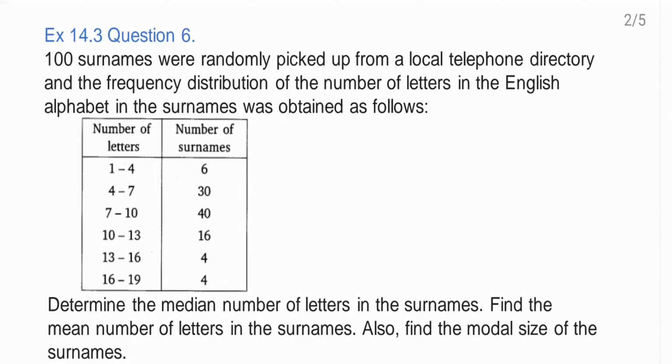This is exercise 14.3, question number 6. 100 surnames were randomly picked up from a local telephone directory, and the frequency distribution of the number of letters in the English alphabet in the surnames was obtained as follows. In the table, number of letters are given and number of surnames are given. There are 6 surnames in which 1 to 4 letters are there. There are 30 surnames in which 4 to 7 letters are there, and so on.